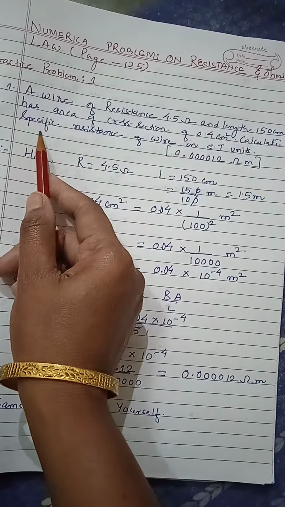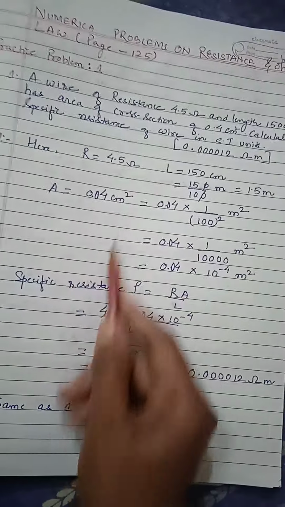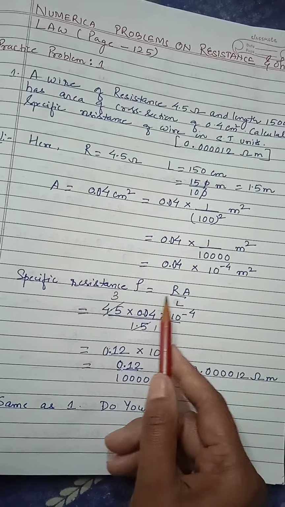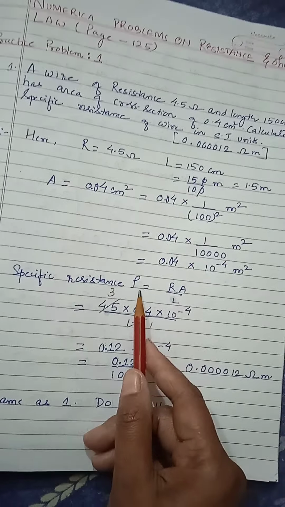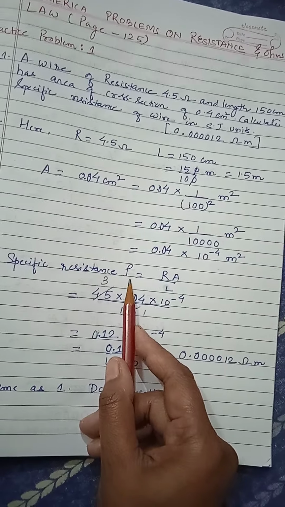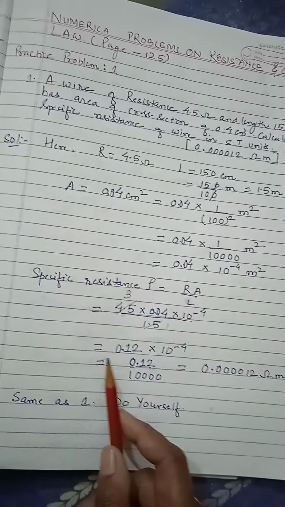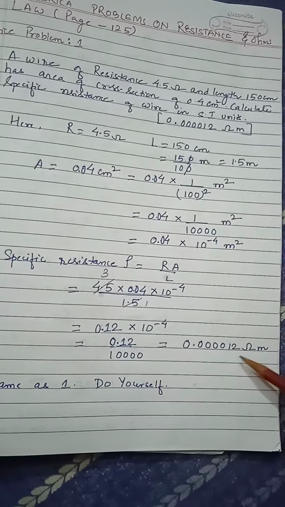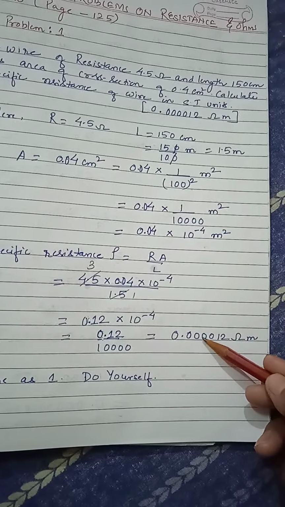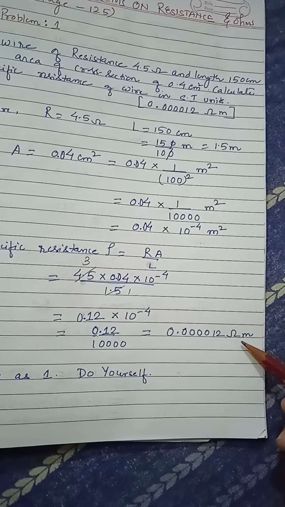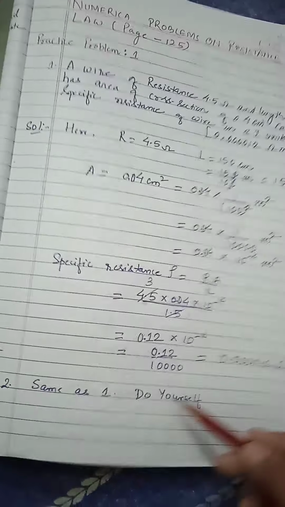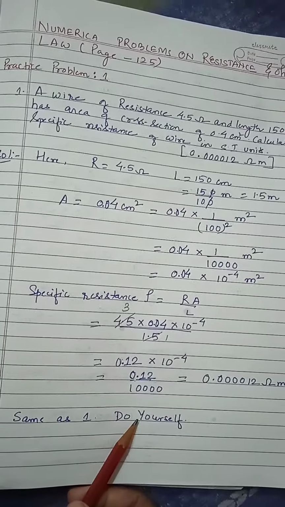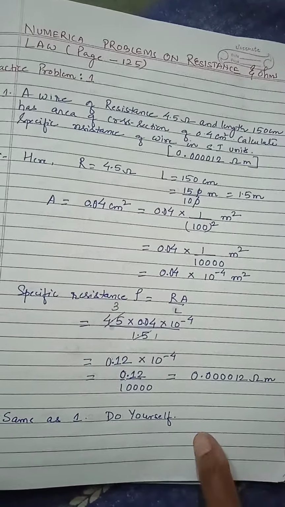Now, since in the question we have to find the specific resistance, so write down the formula for the specific resistance, that is rho is equal to RA by L. Rho is the symbol of specific resistance. Put the values, and after putting all the values, solve it, and you will get the result as 0.000012 ohm meter. Now practice problem number 2 is same as question number 1. So you try yourself.